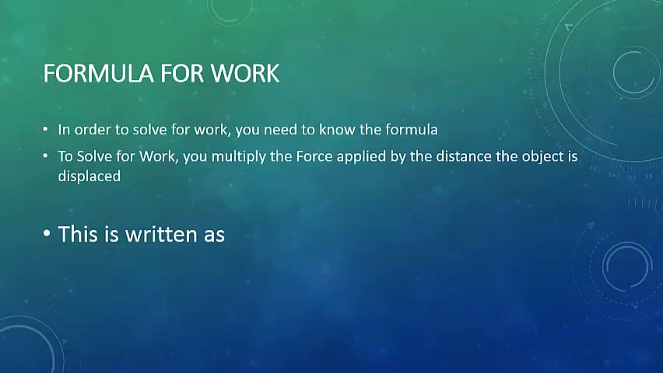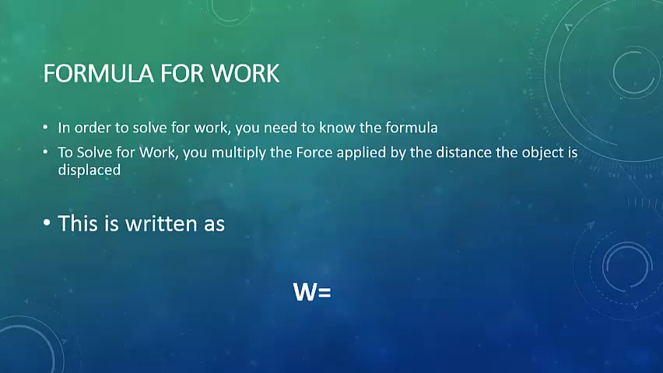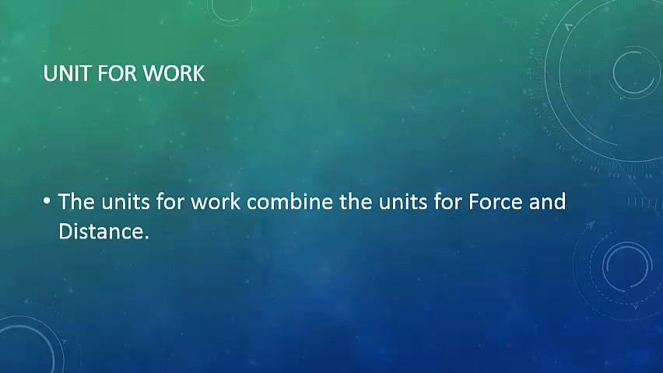So, how this is written is W, which stands for work, equals the force applied times the distance the object moved. So, W equals F times D. That is our formula for work. Work equals the force applied times the distance it is moved.